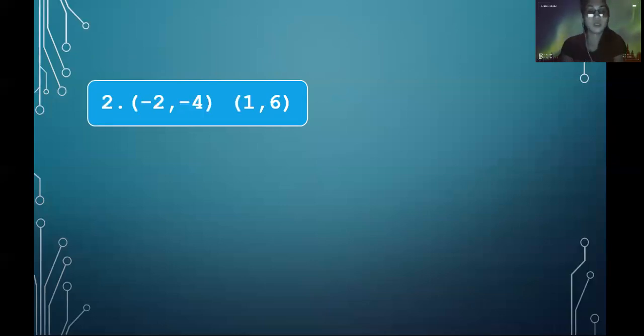So number 2. The given points are (-2, -4) and (1, 6). -2 is the x sub 1 and positive 1 is the x sub 2. X sub 1, x sub 2, y sub 1, y sub 2.